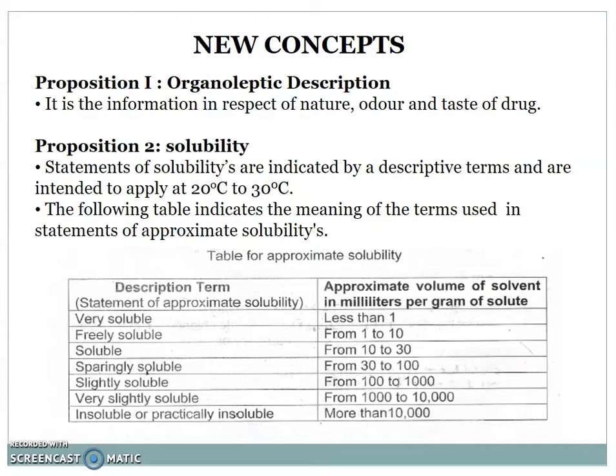New concept. Proposition first. Organoleptic description. It involves the information of organoleptic description, means nature, its color, odor, taste of the drug. Then proposition 2. Solubility. Solubility parameters are indicated by descriptive terms and which are mainly intended to apply at 20 to 30 degrees Celsius. This is a table which describes the descriptive terms and its approximate solubility per 1 gram of solute.